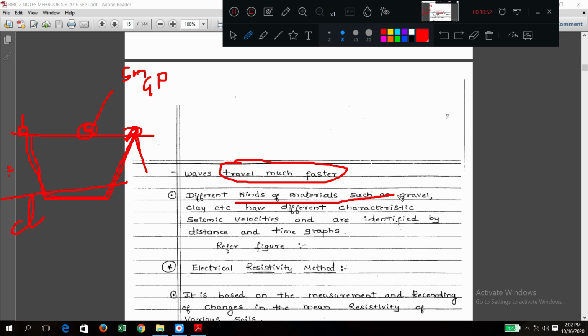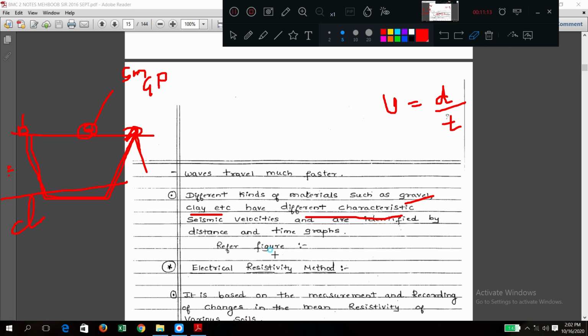So different kinds of materials such as gravel and clay have different characteristics. Seismic velocities will be calculated and identified with distance and time graphs. So we have seen that velocity is finally calculated from the distance between the geophones and the time of travel. What is explained here is different kinds of materials. Maybe gravel has one velocity, clay has a different velocity. So these seismic velocities are correlated to its engineering properties.